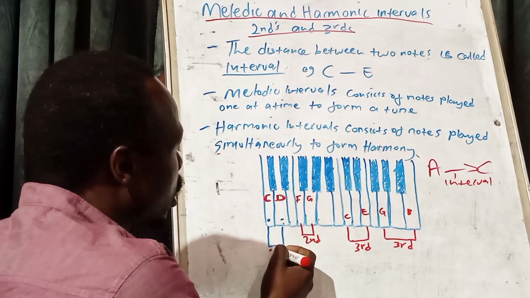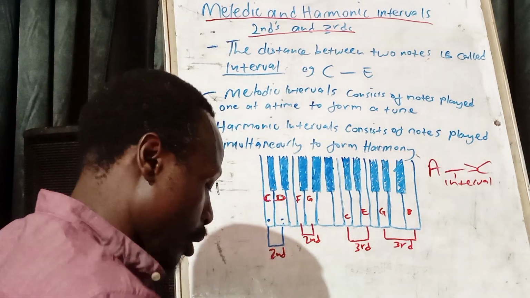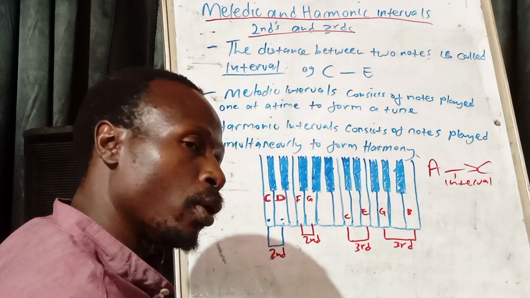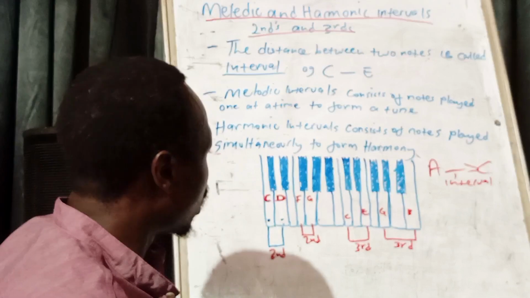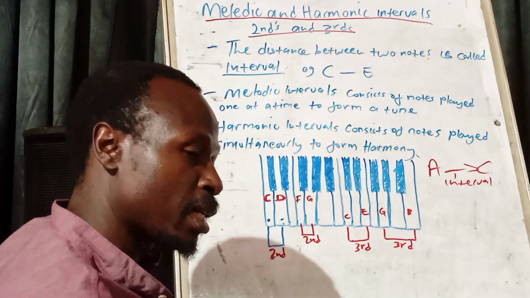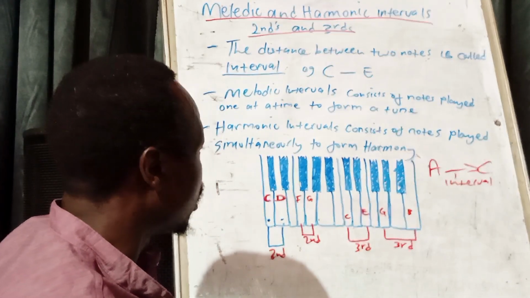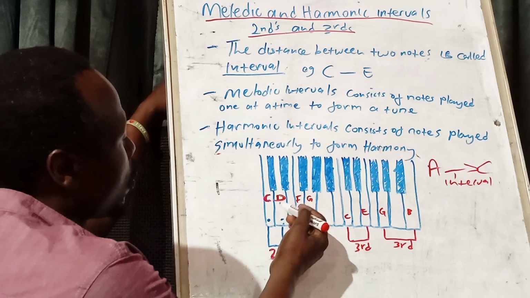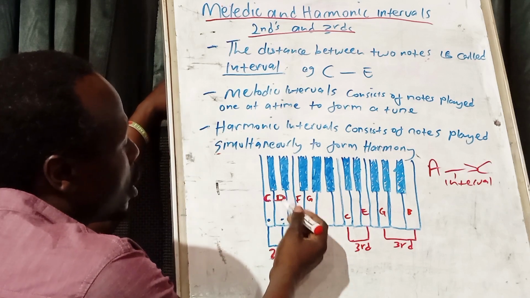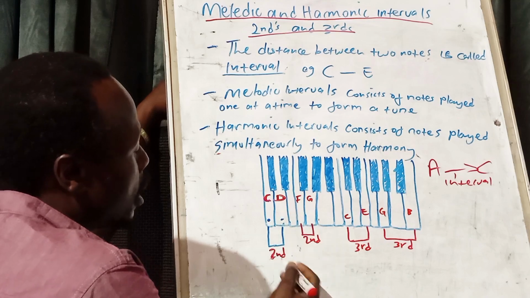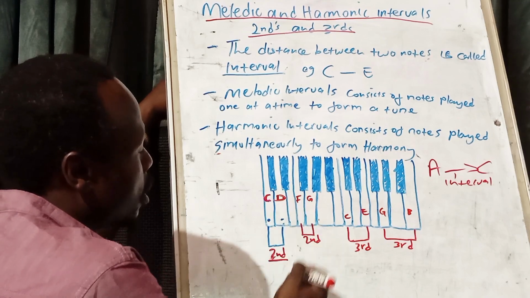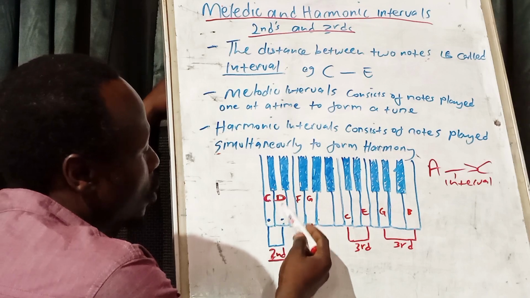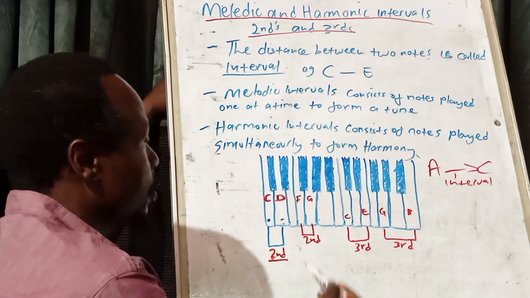This is called a second. From C to D. And always, I want you to know that on the keyboard, neighbor white keys are a second apart. If you see, C is a neighbor to D, and C and D are a second apart. So the kind of interval between C and D, we call it a second.